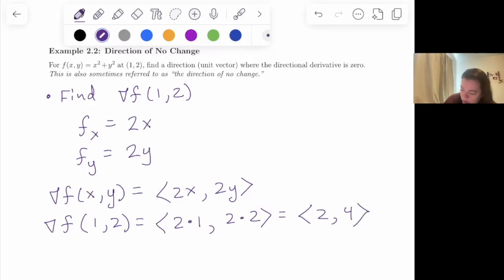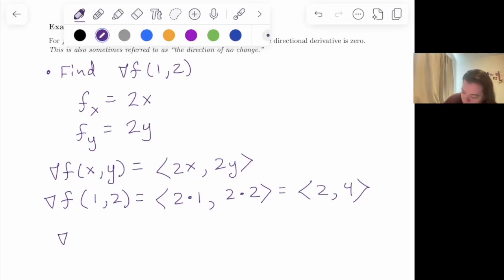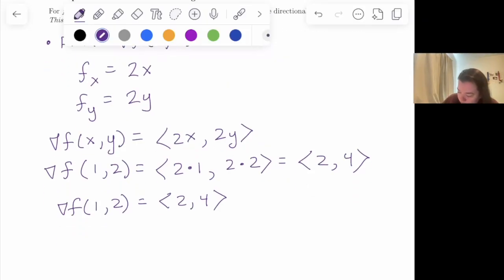Okay. So just getting rid of that scratch work and summarizing what we found, we have the gradient vector evaluated at our desired point. And now your job, you're being asked to find the direction of no change. So you're going to find the directional derivative of your function at the given point.